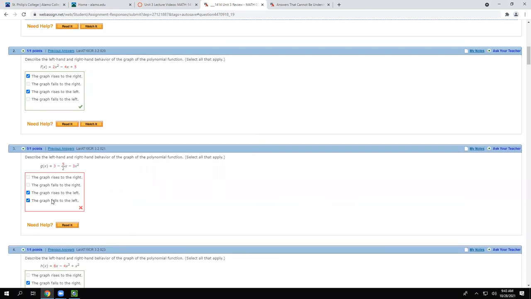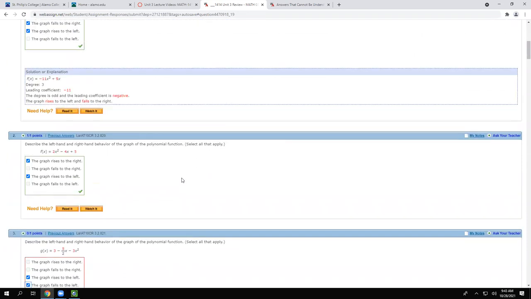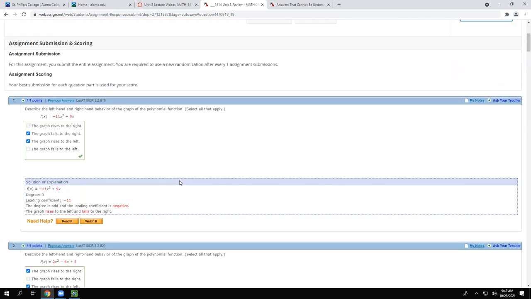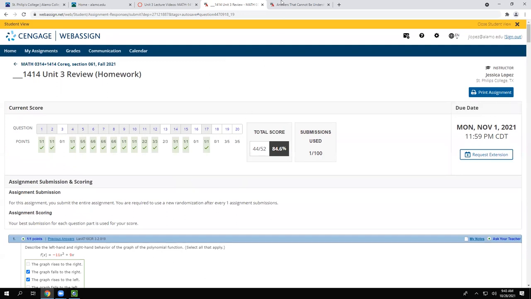Oh, what did I pick? Oh, I picked 2 lefts. It can't be both on the left, right? That one should have gone down on the left, but then up on the right. So it should have been this one up here and that one down there. Silly, silly, silly. Okay, so that's the review.